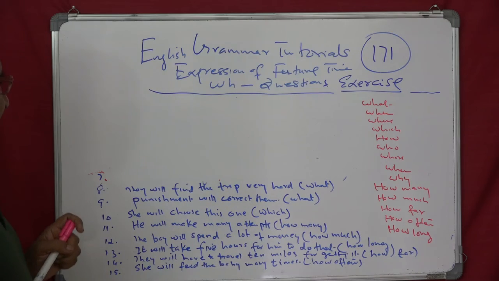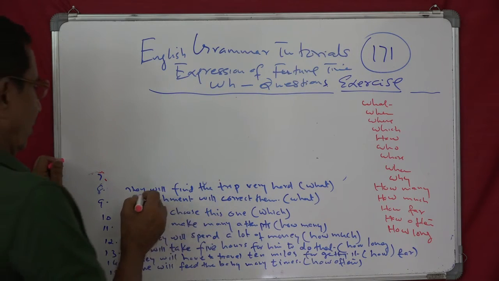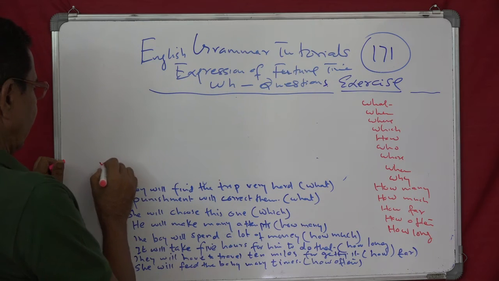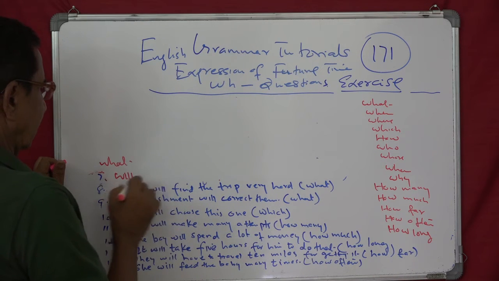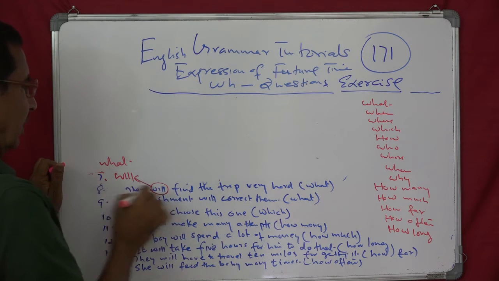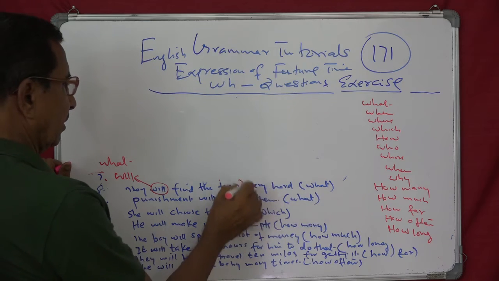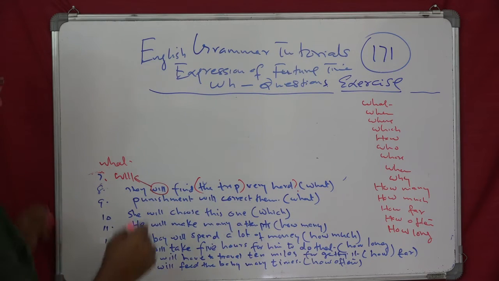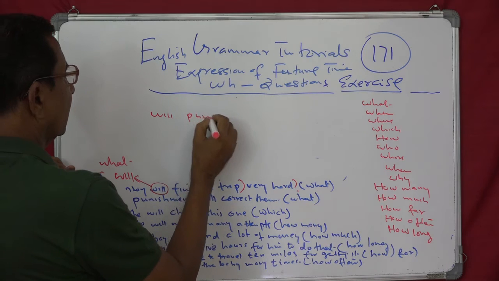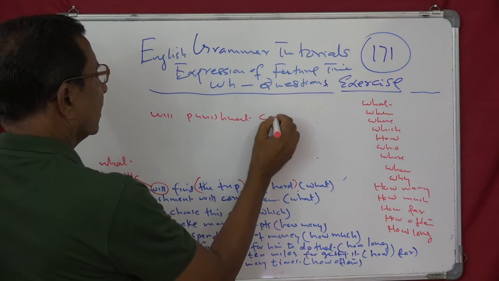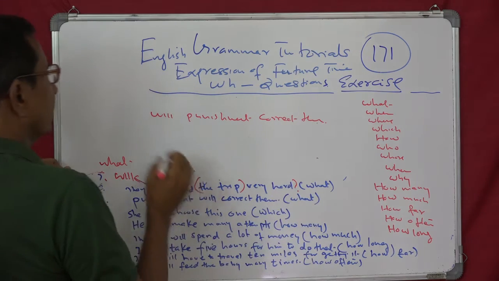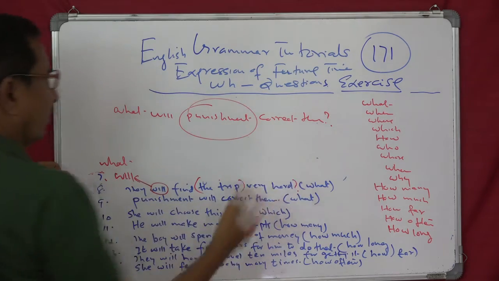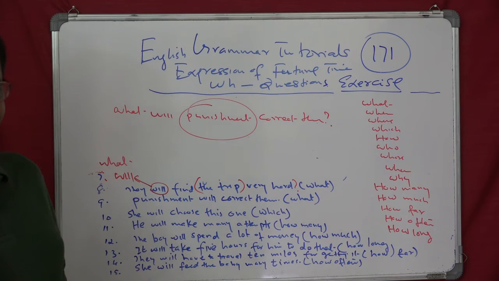Now, next. They will find the trip very hard. Will they find the trip very hard? What will they find very hard? Very hard. What will they find very hard? Punishment will correct them. So will punishment correct them? So instead of that, what will correct them? What will correct them? Punishment will correct them. Understand?